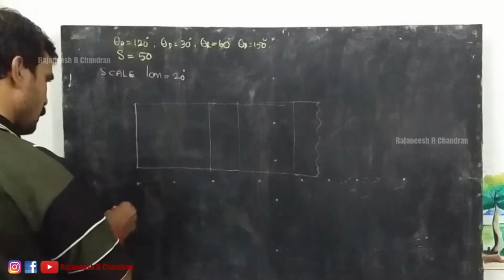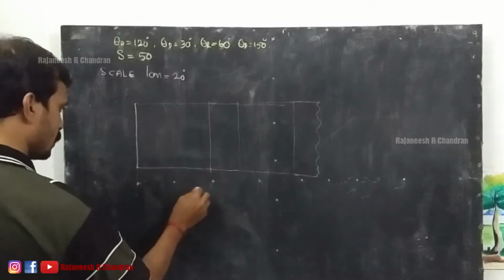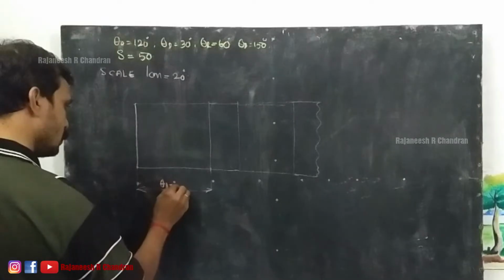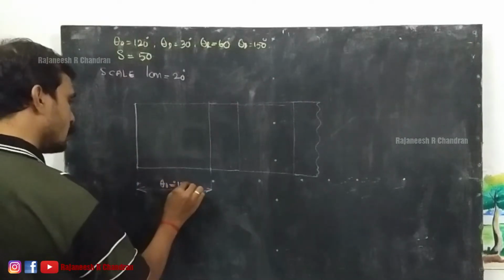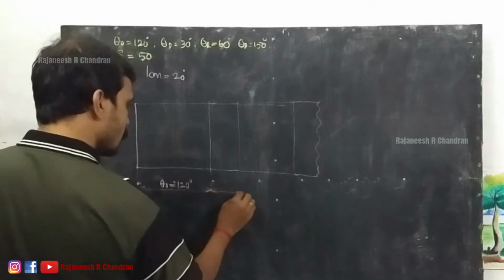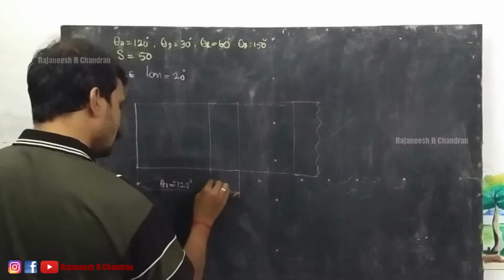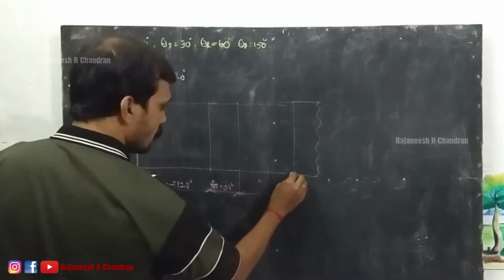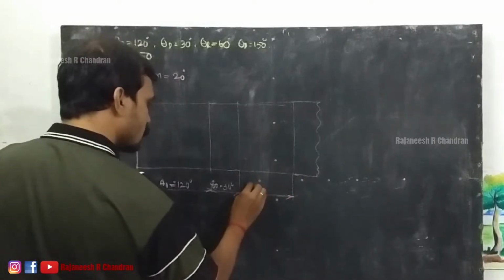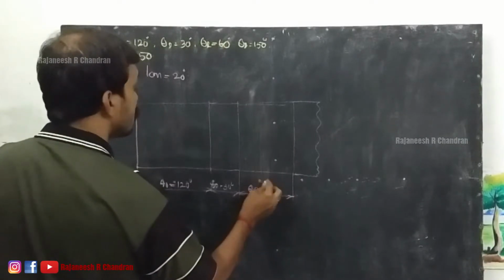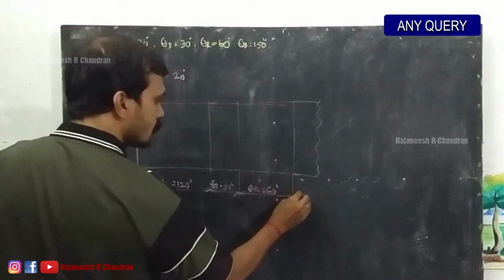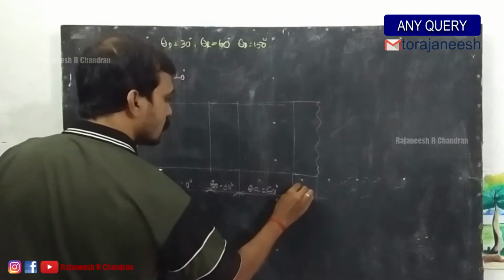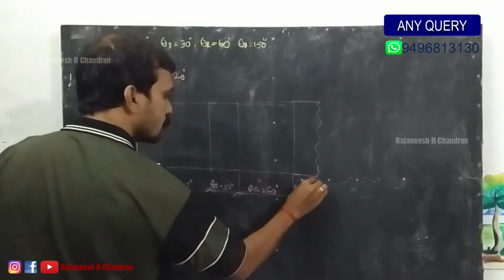Now this is the outstroke, 120 degree. This is the dwell, 30 degree. This is the fall or return stroke, theta equal to 60 degree. This is the balance dwell, that is 150 degree.